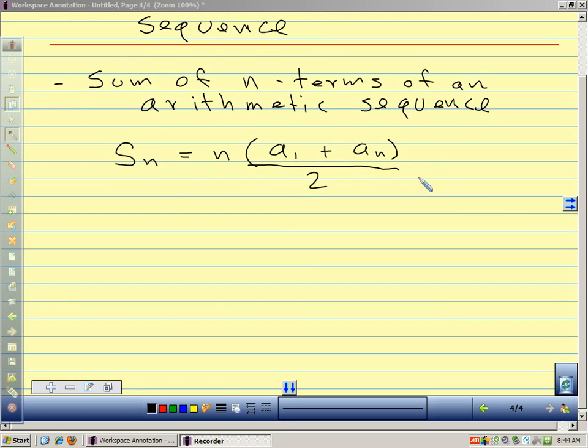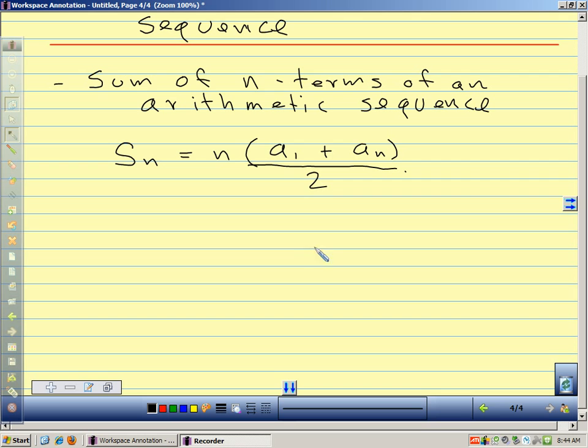And if you're interested at all, I can show you where this formula comes from. The formula is not very hard to come up with. But to find our sum for n terms, we just add the first term and the last term. A sub n is our last term. Add the first term and the last term, multiply that by the number of terms, and divide by 2.